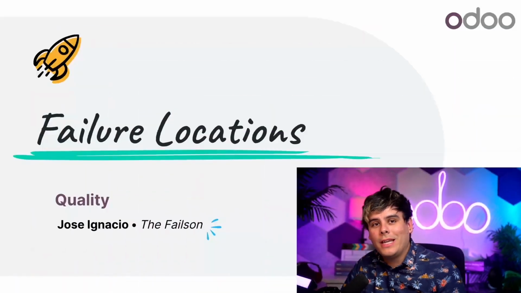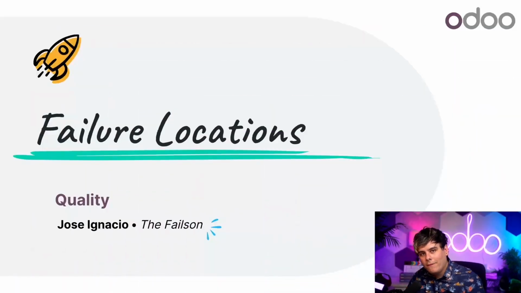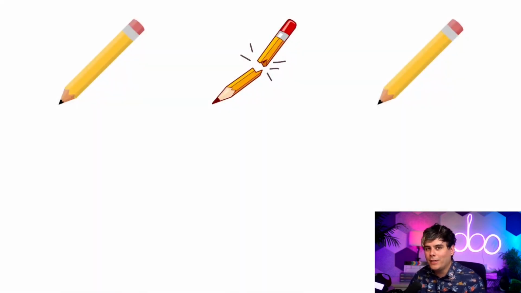Hello again, my Odoo nuts. We're going to be talking about a quality app feature called failure locations. Now, if you watched our other quality videos, you already know that quality checks are used during certain operations to identify products that are defective or otherwise unusable.